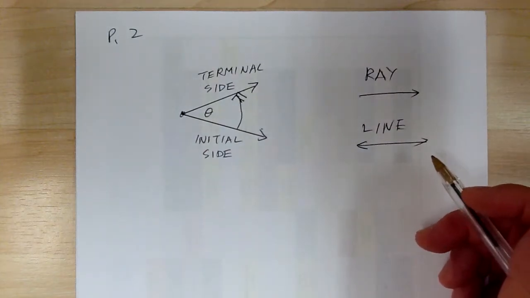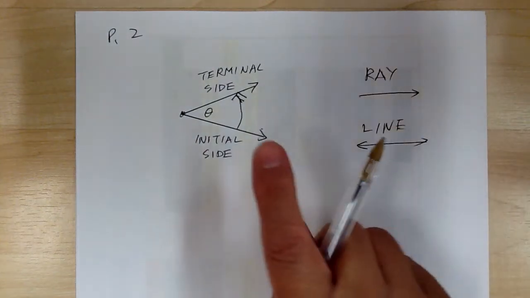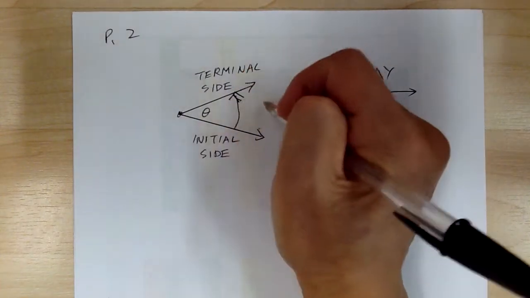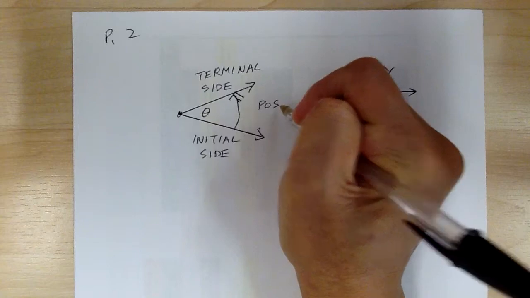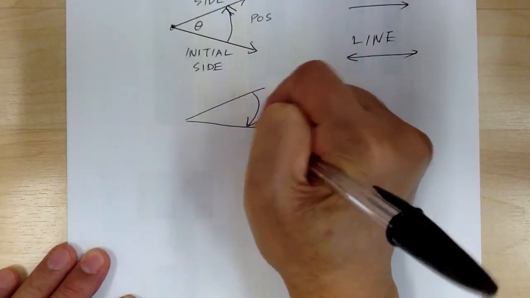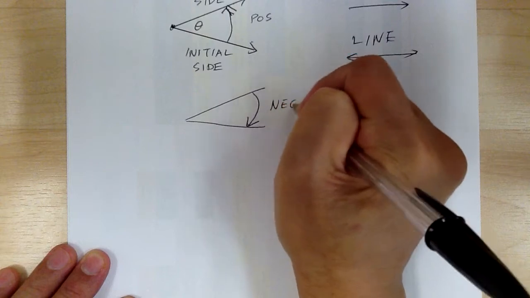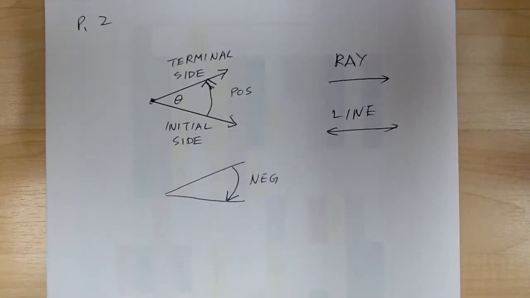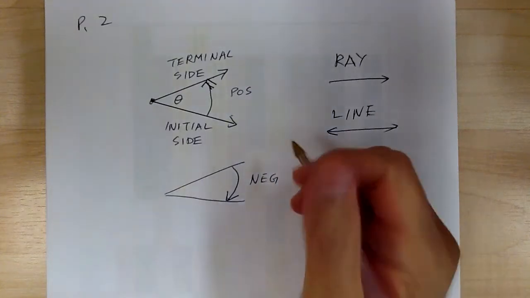Now, you also need to know which direction is positive and which is negative. When you go in this direction, it's positive. If you go in this direction, the angle is negative. As you can see, it's important to know math, because if you look at the clock, the inventor of the clock didn't know math, so it went in the wrong direction.